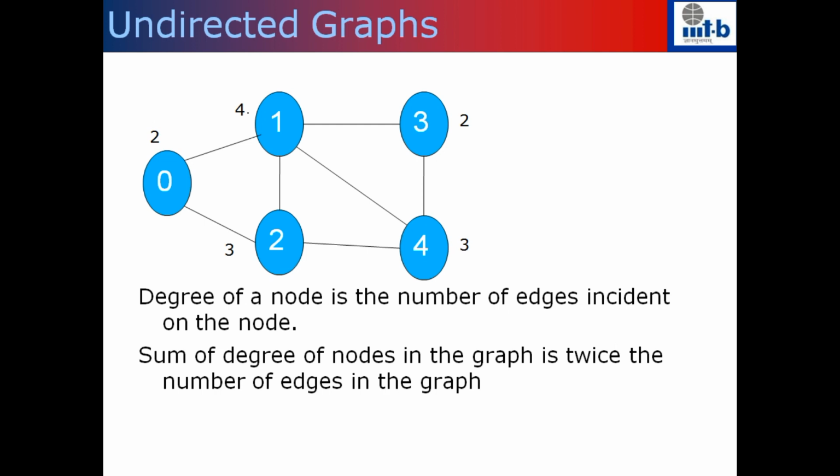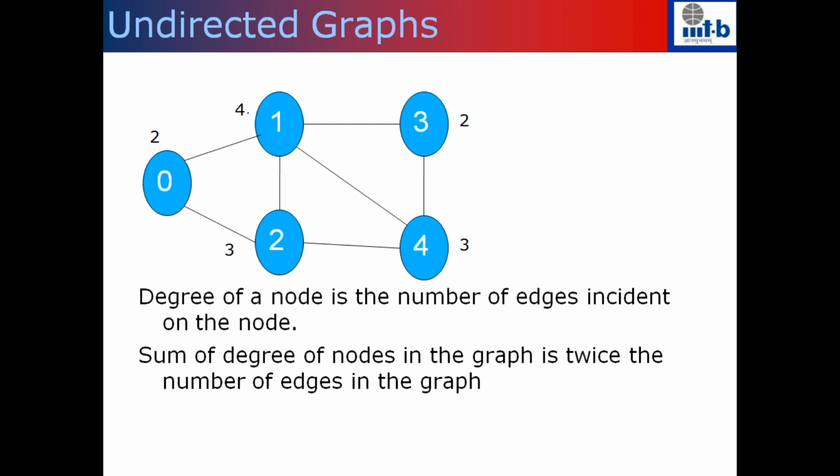To repeat, the degree of a node is the number of edges which are incident on that particular node. It's easy to see that in any graph, the sum of degrees of nodes in the graph is equal to twice the number of edges in the graph. In other words, you compute the degree of every vertex in the graph and add them up. What you get is exactly equal to twice the number of edges in the graph.